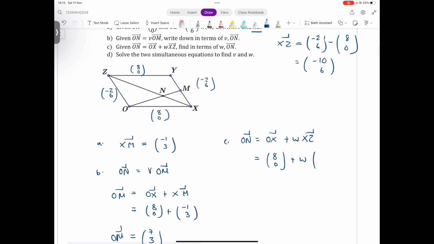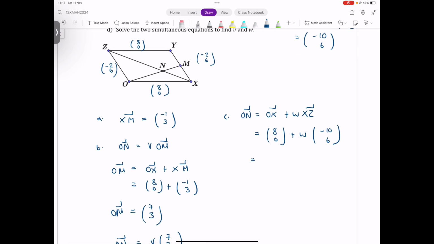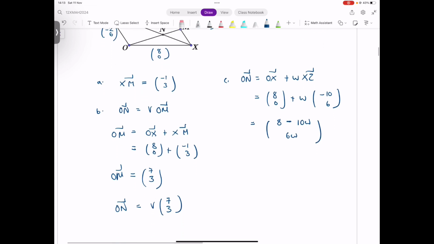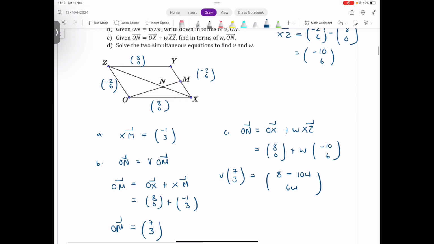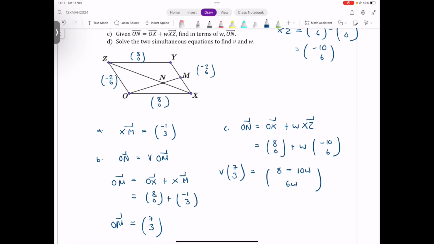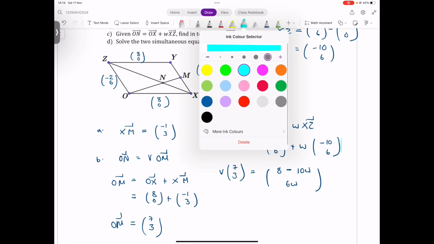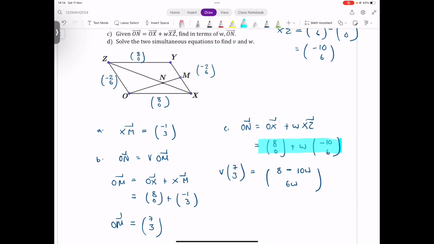So substituting that back into part C, so (-10, 6), which is equal to the vector (8 minus 10W, 6W). Now that's equal to the vector ON, which we already figured out was V times (7, 3). So we figured out, first of all, part C. That was this right here.